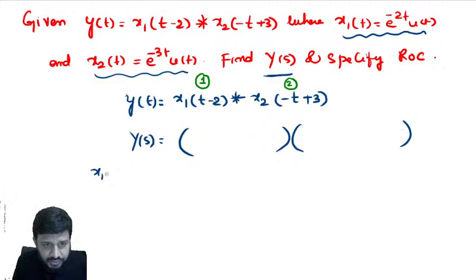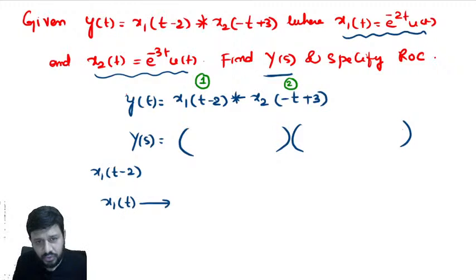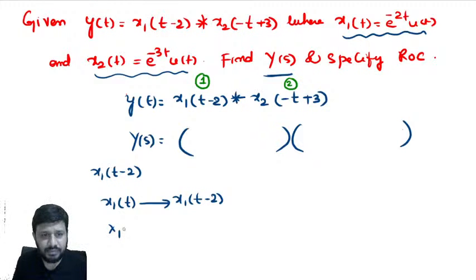Now x1 of t minus 2 Laplace transform, how to get? Only shifting is there. From x1 of t go to x1 of t minus 2. Now x1 of t means what is the Laplace transform? x1 of s. Now shifting means e power minus 2s multiplied with x1 of s.